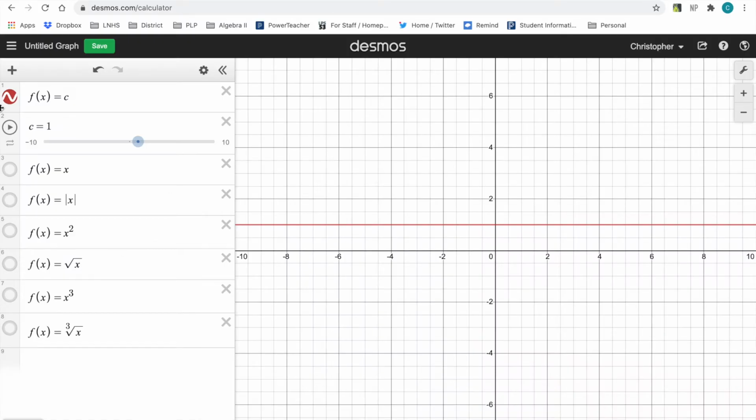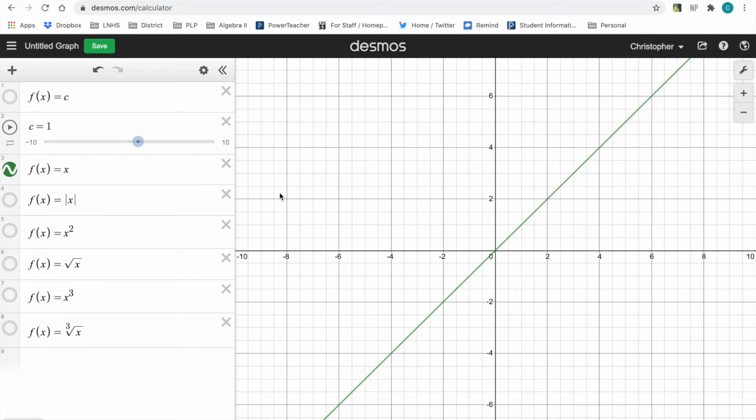The next graph we're going to talk about here is the linear graph, or f of x equal to x. We'll note here that we've seen this graph before. For domain, you'll note here that our linear graph goes all the way to the left as it goes down and all the way to the right as it goes up. And so our domain here is going to be all real numbers, or negative infinity to positive infinity.